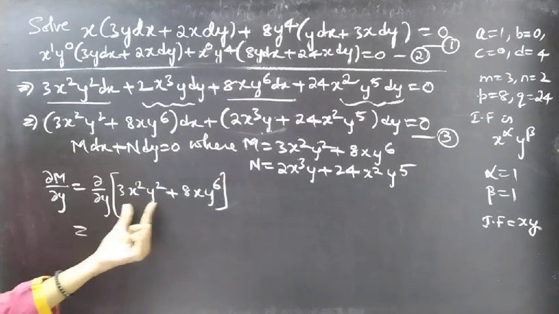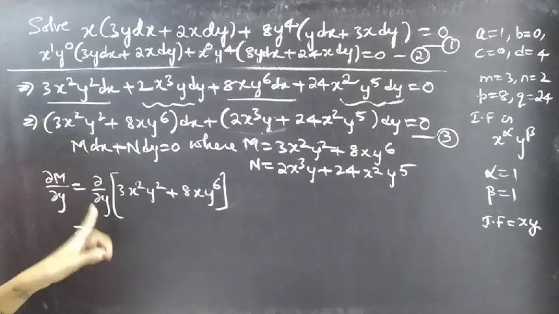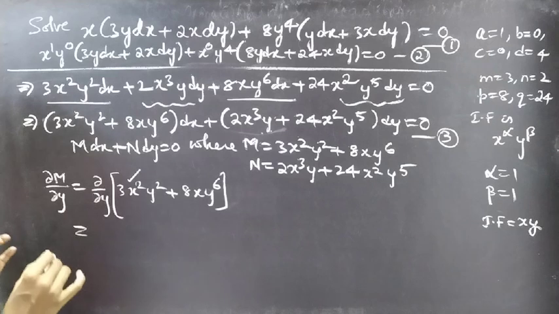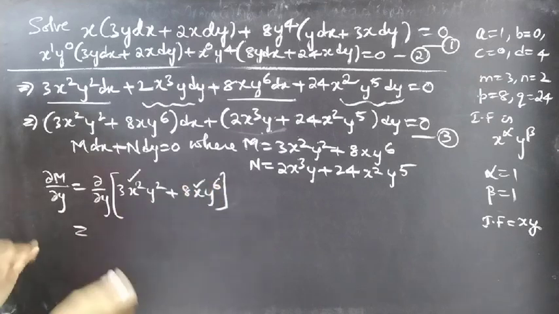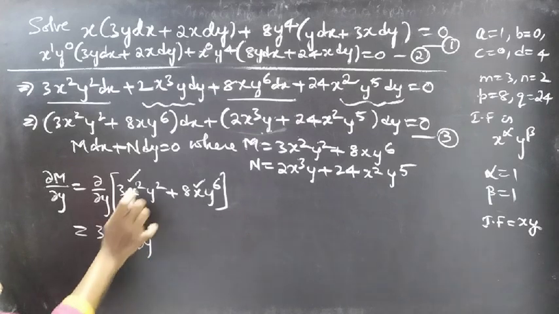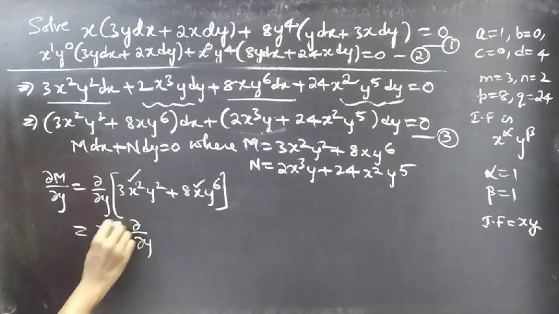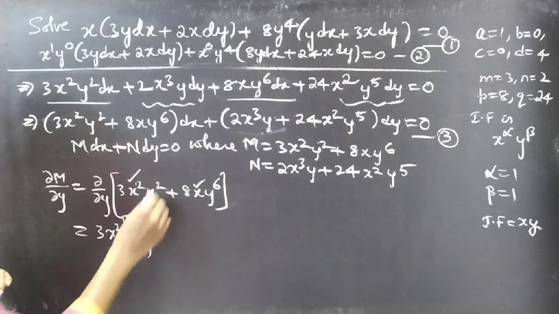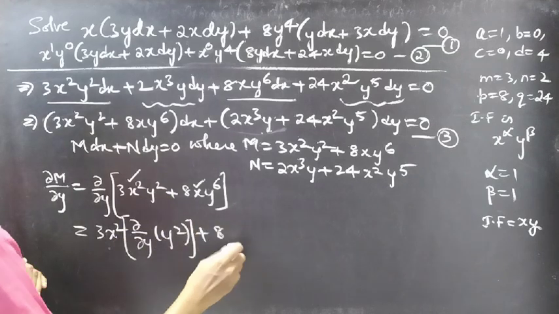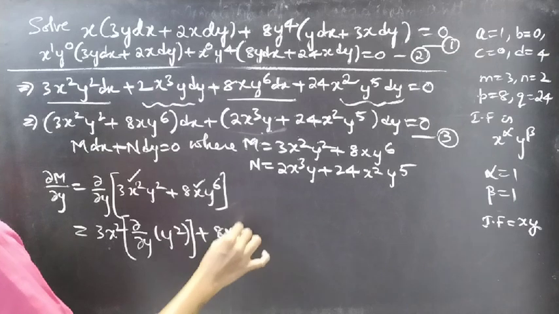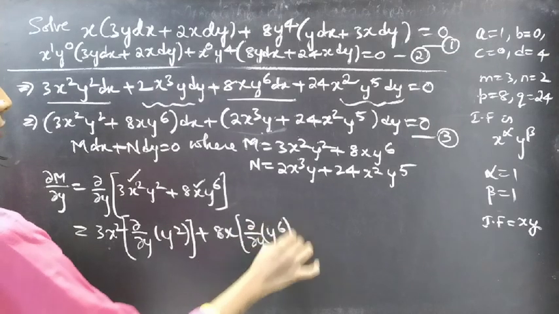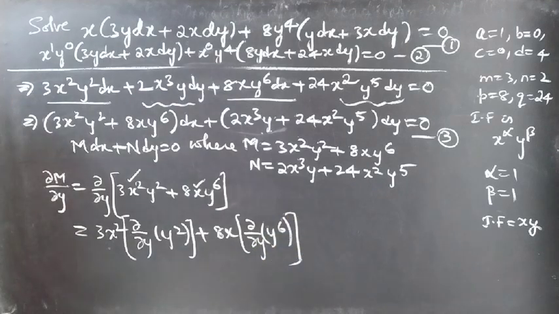So here we need to find the partial derivatives of these two terms with respect to y. So here x is considered as constant. So here x² and x are constant. So we'll write it as 3x² into the partial derivative of y² with respect to y, plus the constant 8x into the partial derivative of y⁶ with respect to y.